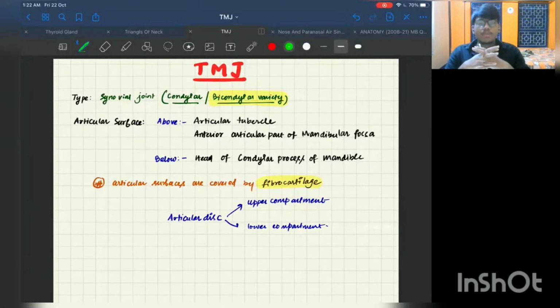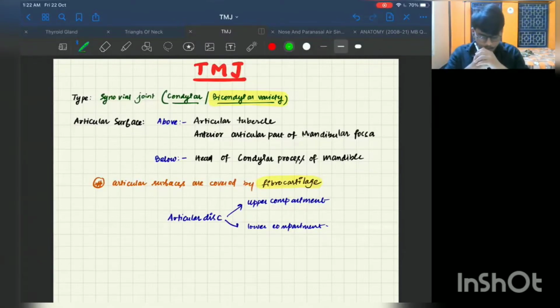What is the type of joint? The type of joint is synovial joint. It is a condylar or bicondylar variety of synovial joint. Why bicondylar? Because one single joint here in between the temporal and the mandible is condylar, but one TMJ cannot act solely. Always both the TMJ act simultaneously. So we can call it a bicondylar variety of synovial joint.